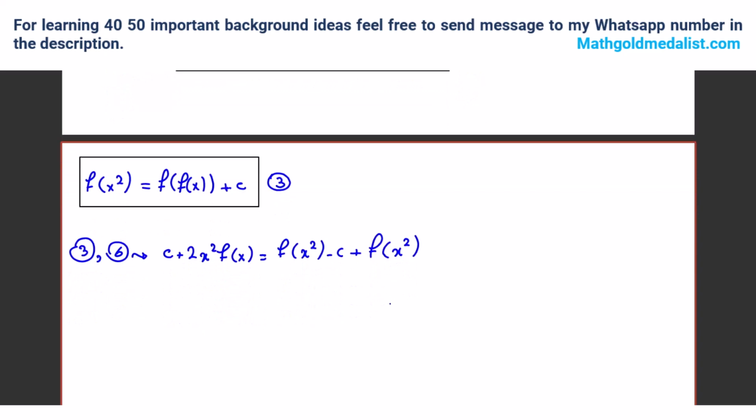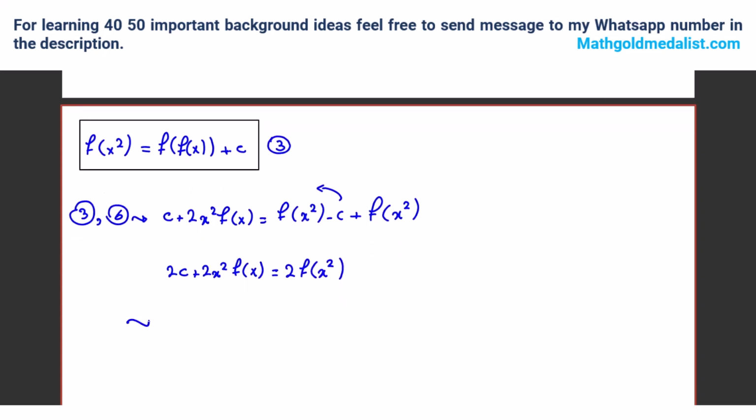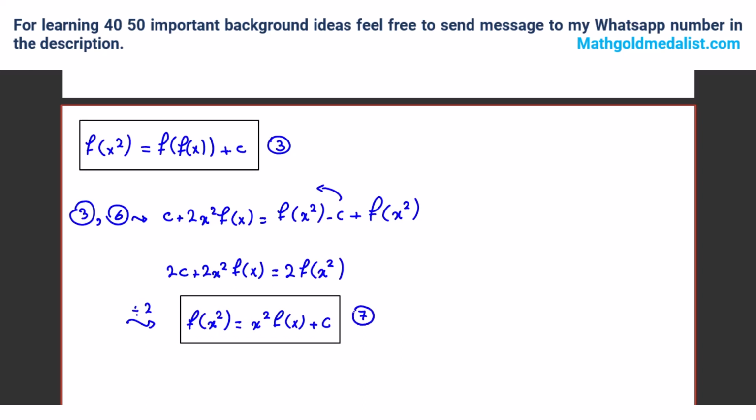Okay, if we take negative c to the left hand side and simplify, it's 2c plus 2x squared f of x is equal to 2f of x squared. Now we can divide both sides by 2. So c, we can switch the left hand side and right hand side. f of x squared is equal to x squared f of x plus c. Okay, we can call it result number 7. And that can be useful.